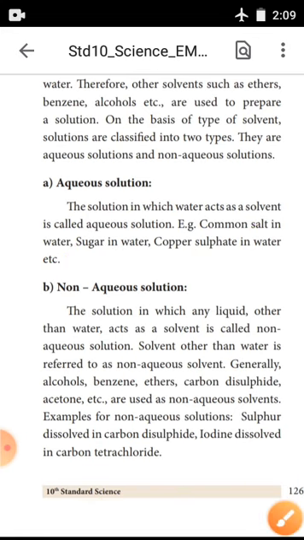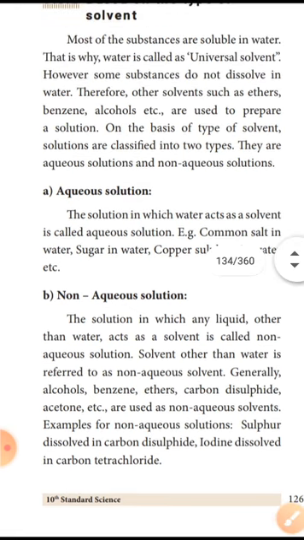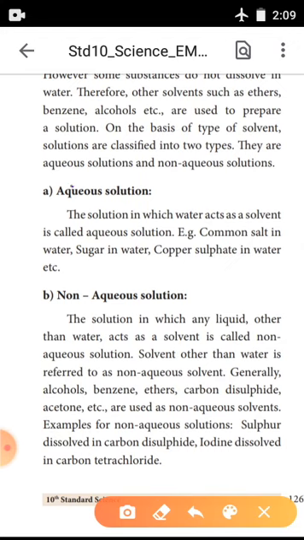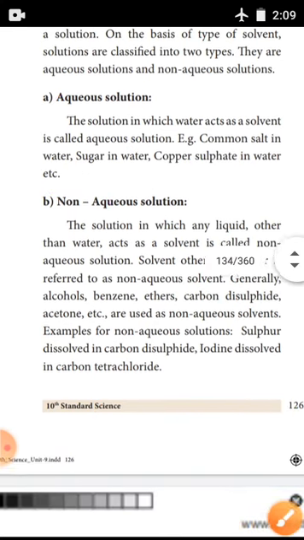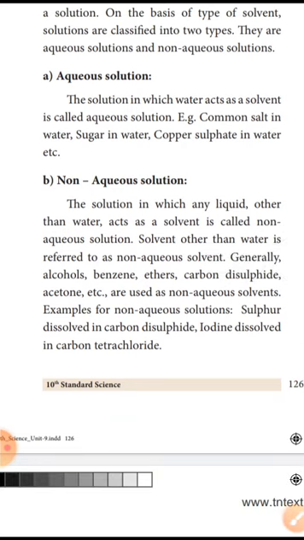So the solution in which water acts as solvent is called aqueous solution. This is one of the 2 mark questions, so you have to mark it. Then the second paragraph, non-aqueous solution. Other than water, if anything acts as solvent, that is called non-aqueous solution.